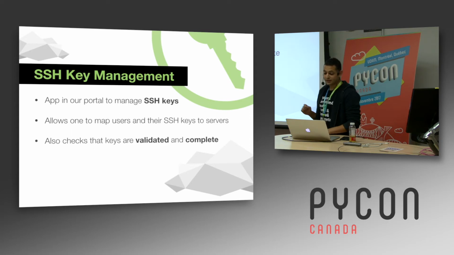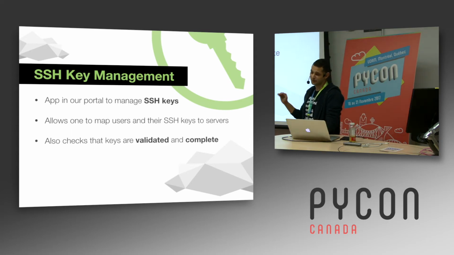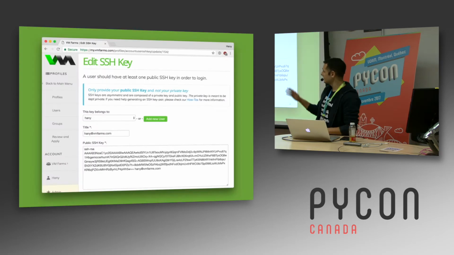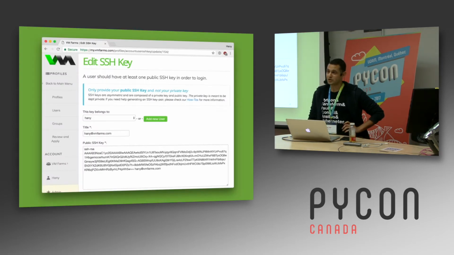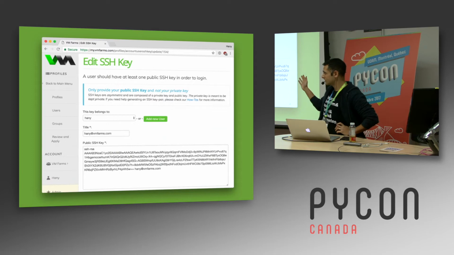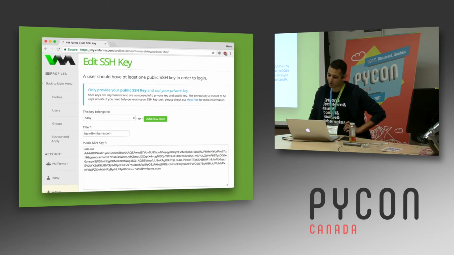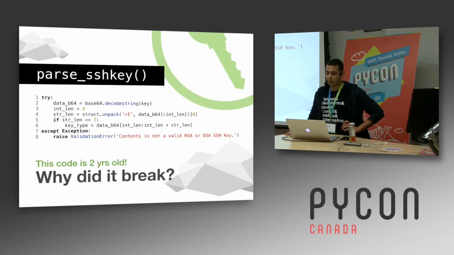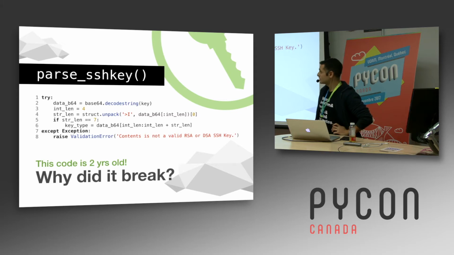One of the things that the app does is it checks to make sure that the keys are valid and complete. This is an important aspect. Here's a really quick screenshot of what it looks like. Really, really simple. You just throw in your SSH key and you go. When it gets validated, it goes through this function called parse SSH key.